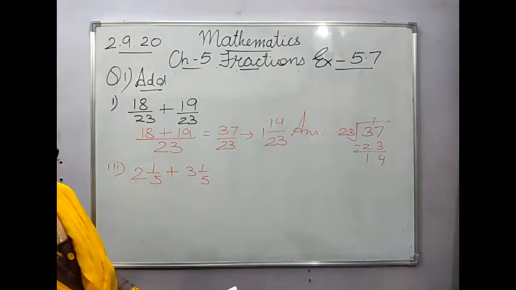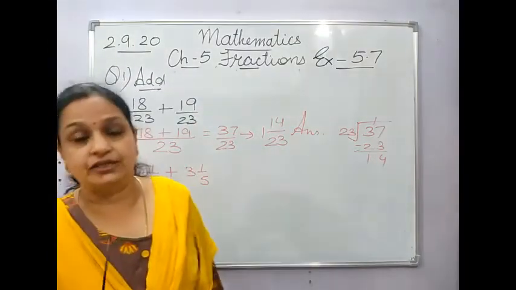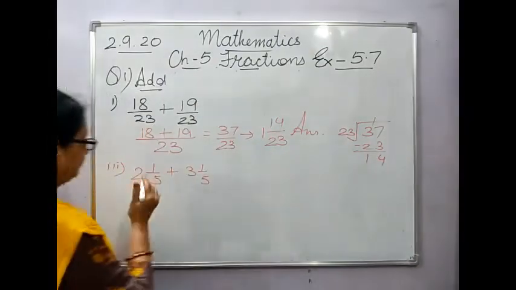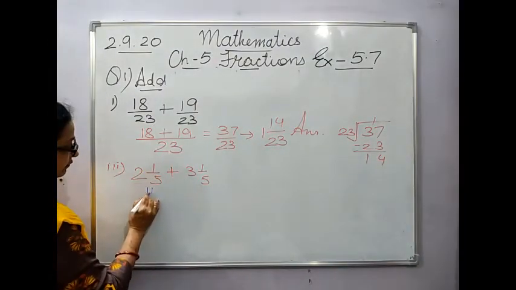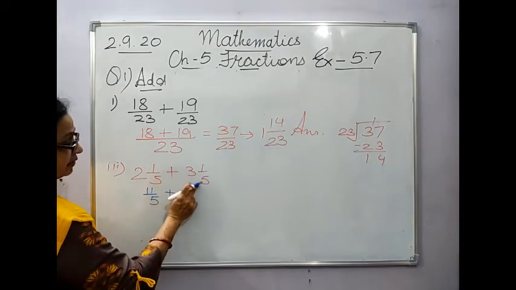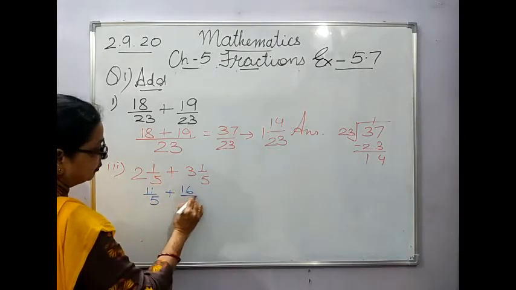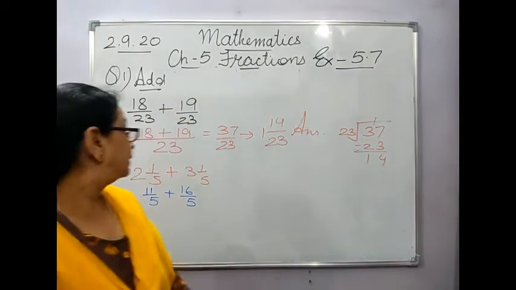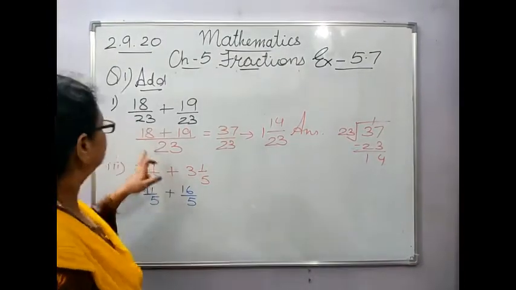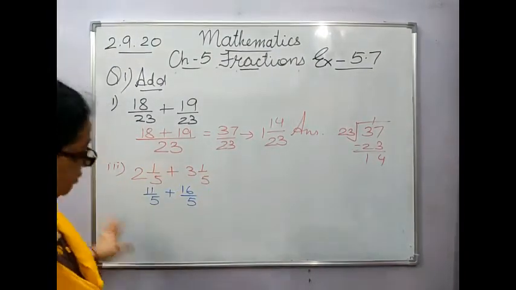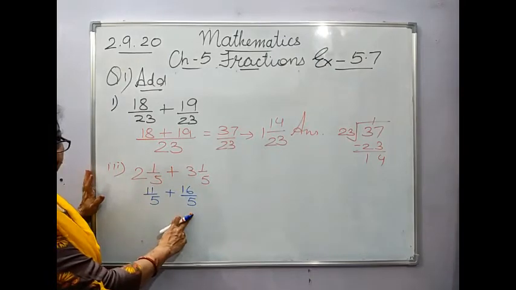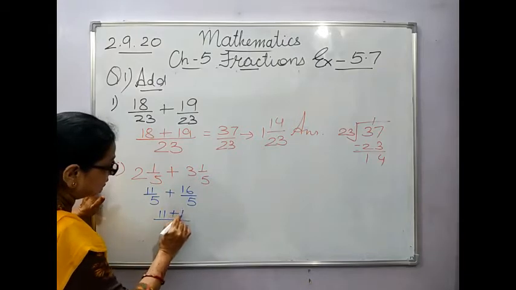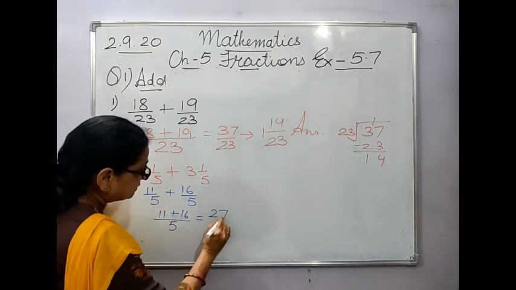Children, I told you when the sums are in mixed fraction, you have to first convert them into improper. 5 2s are 10 and 1, 11 upon 5. 5 3s are 15 and 1, 16 upon 5. Now see here, in this sum, 23, this we have done. Now denominators are same. That means they are like fractions. So 5, 11 plus 16. So it becomes 27 upon 5.